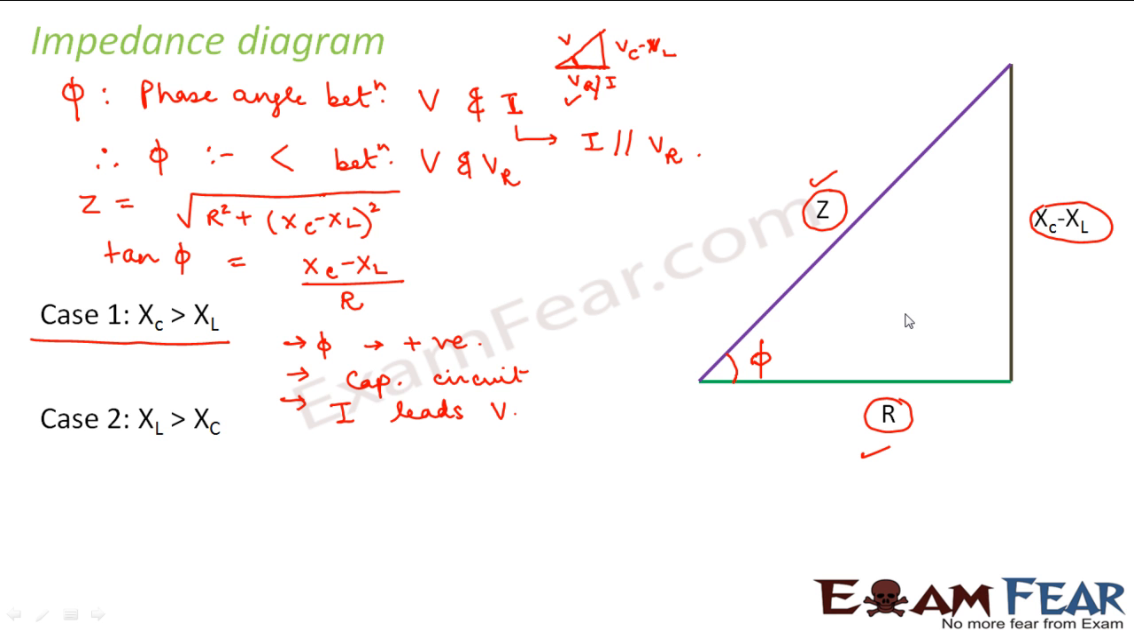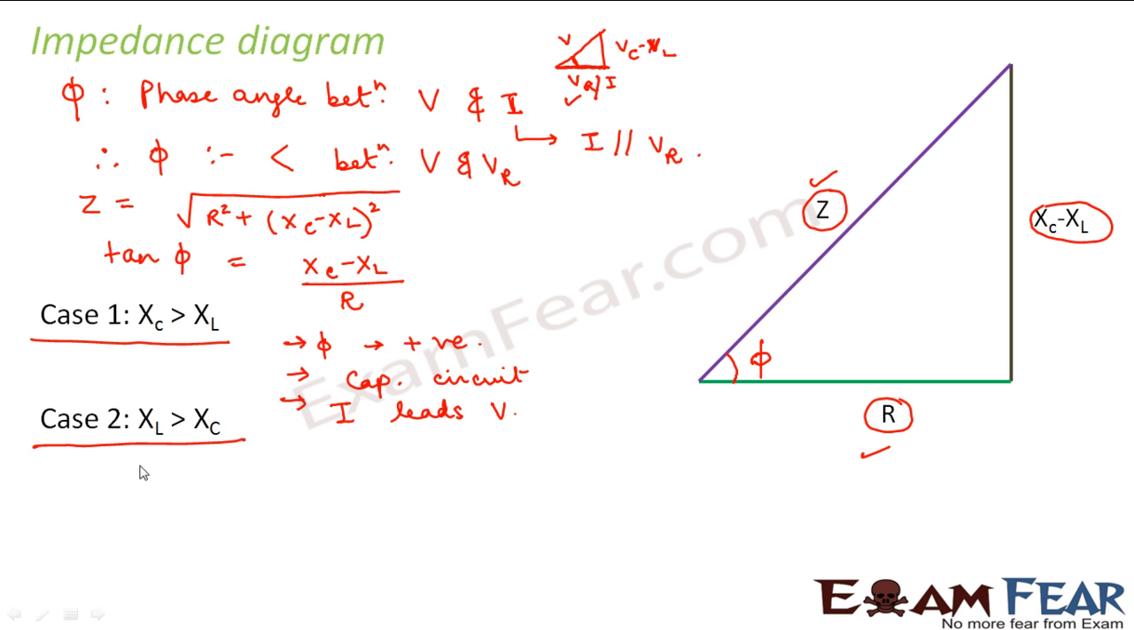Now, if XC is greater than XL, that means phi is a positive value. That means they are not in phase. Phi has some value. But who leads? It depends on whether the circuit is capacitive or inductive. If the circuit is capacitive, then it will have capacitive features. According to the capacitive feature, current should lead voltage, right? So current will lead voltage by phi.